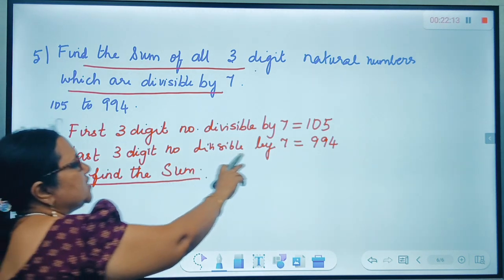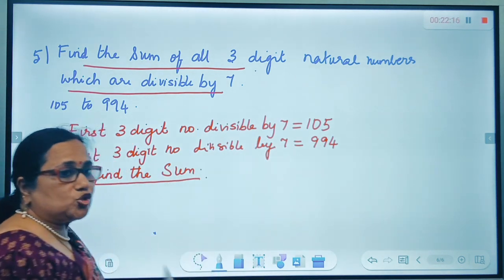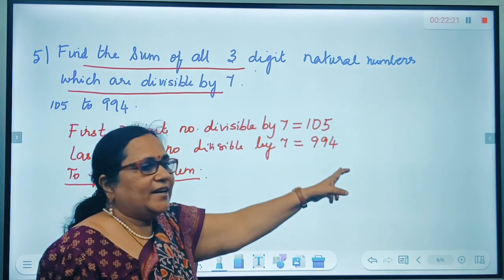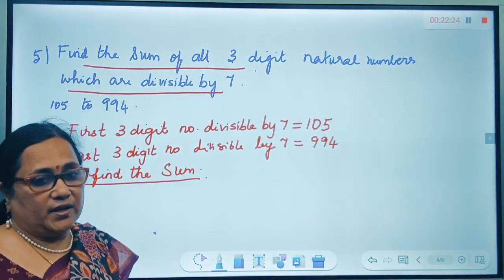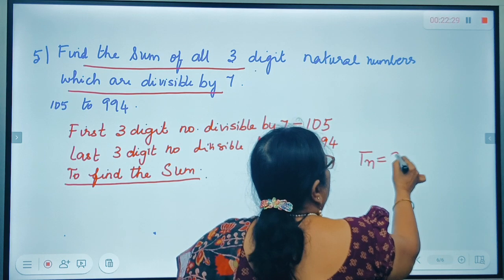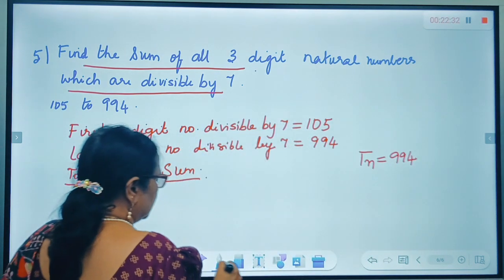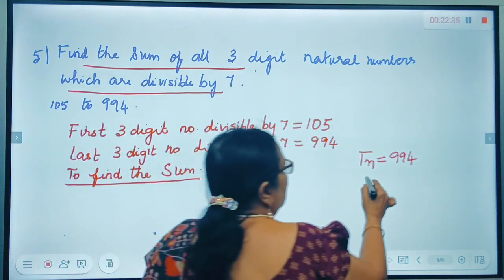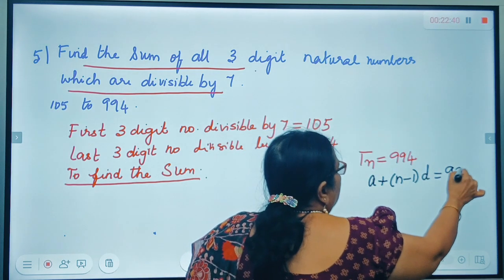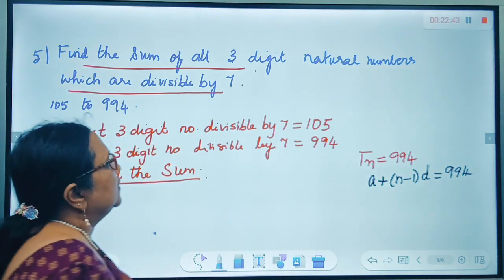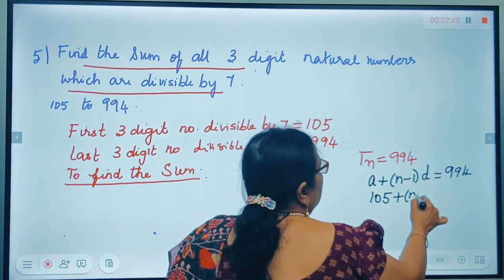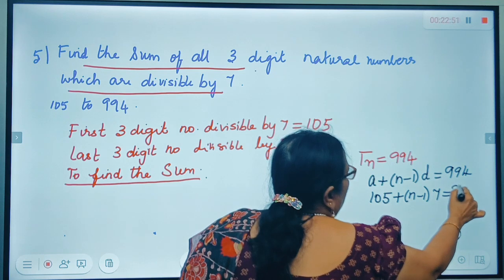Okay, now the last, how many numbers are there? So the question that naturally you have to ask is, how many such numbers exist between 105 to 994 which are divisible by 7? How will you find that? This is the nth term. So Tn is 994. So a plus n minus 1 into d equal to 994. What is a? 105 plus n minus 1 into d, which is 7, equal to 994.